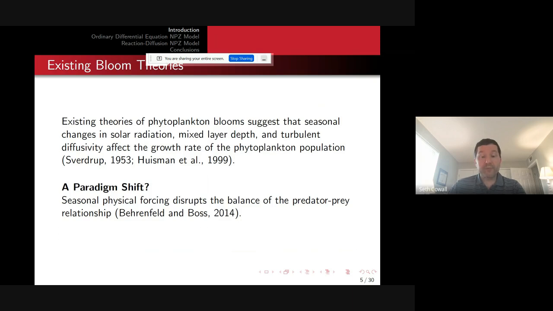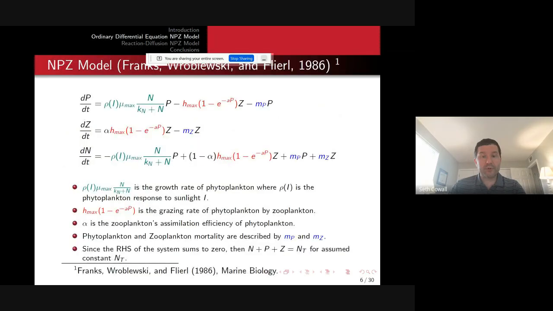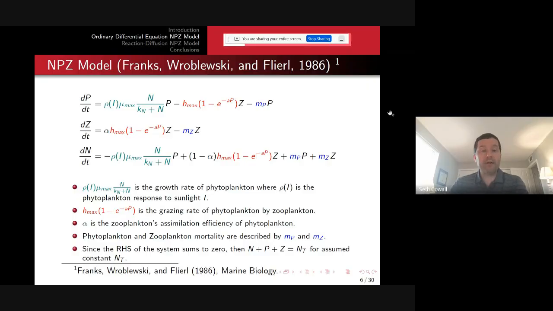Okay, so let's see what we can learn by building a mathematical model, and we'll start with ODEs. Here is where we're introduced to, in case you haven't heard of these before, an NPZ model. An NPZ model is a system of three coupled differential equations with a state variable for nutrients, one for phytoplankton and one for zooplankton. There are a great many different versions of NPZ models.